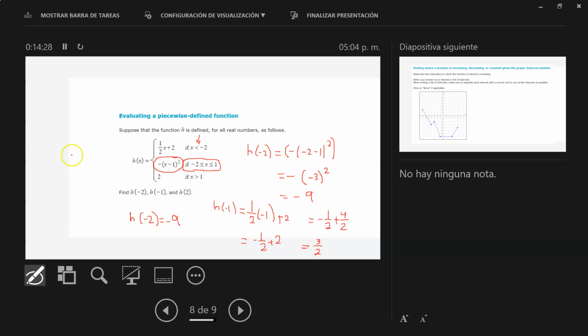And finally, h of 2. I'm going to substitute in this function. So h of 2 will be equal to 2, and there's nothing else to do because you already have the 2. It's a constant function. For all the values of x that are more than 1, the y value is just 2.